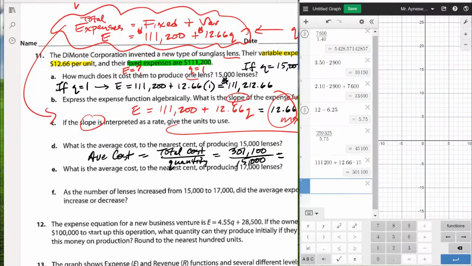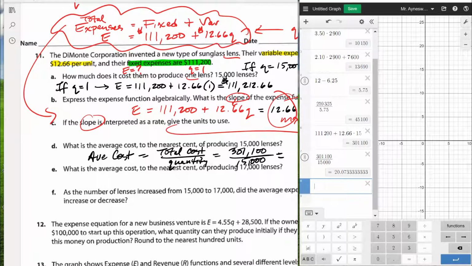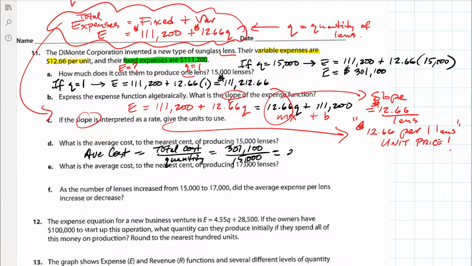So once again, bust it out. 301,100 divided by 15,000. And that will give you 20.07. So 20.07 dollars per lens. Per lens. There we go.